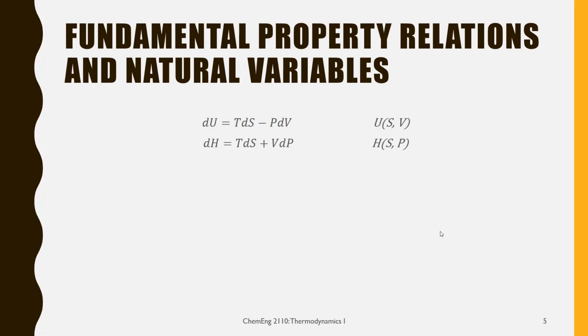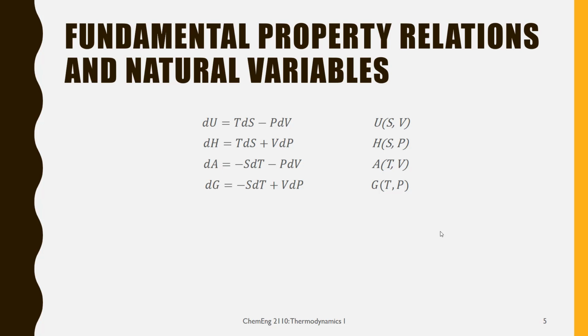I also then had dH is equal to TdS plus VdP. This came from saying that H is equal to U plus PV by definition. And in this case, I get H is a function of S and P. I can define A as U minus TS, getting me dA equals minus SdT minus PdV, which indicates that A is a function of T and V. And Gibbs energy is H minus TS, or dG is minus SdT plus VdP. So Gibbs energy is a function of T and P.